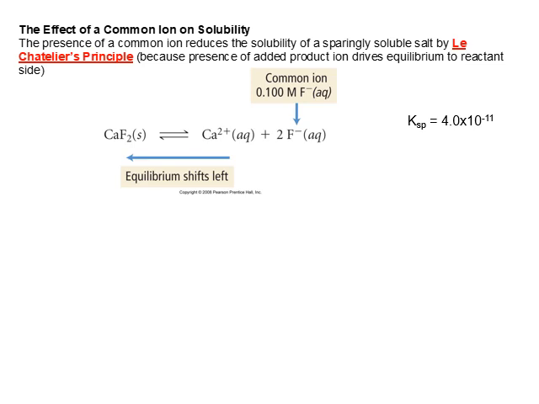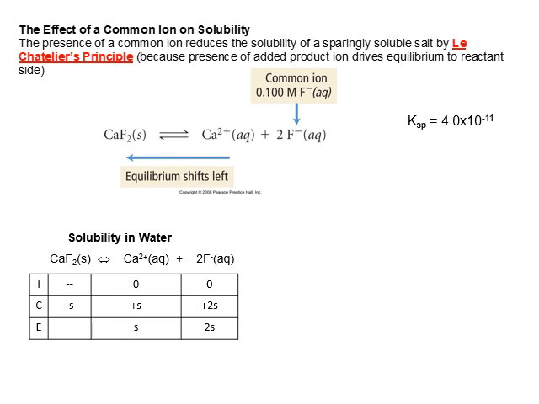Let's compare the solubility of calcium fluoride in water to the solubility of calcium fluoride in a solution that contains some fluoride ions already. First, we'll look at the solubility in water. To find the solubility of calcium fluoride in water, we set up an ice table as we have in the past. Calcium fluoride solid will dissociate into calcium ions and fluoride ions.